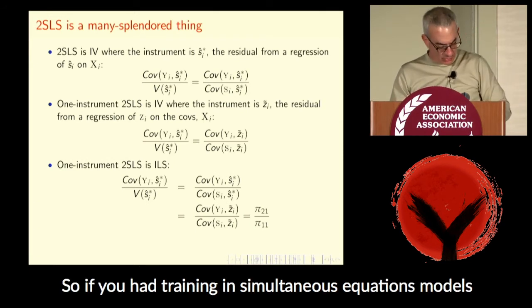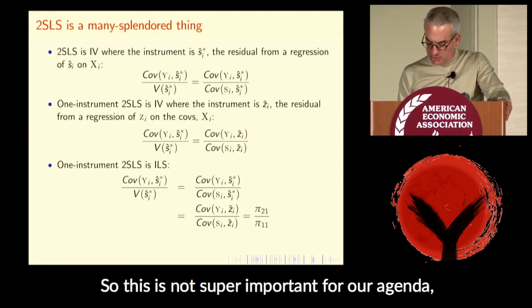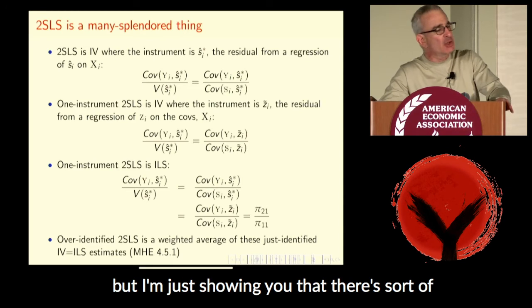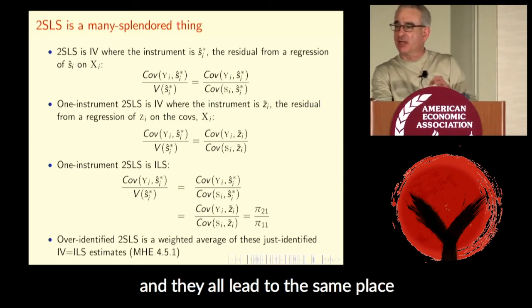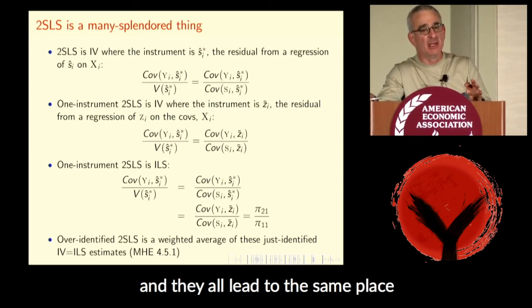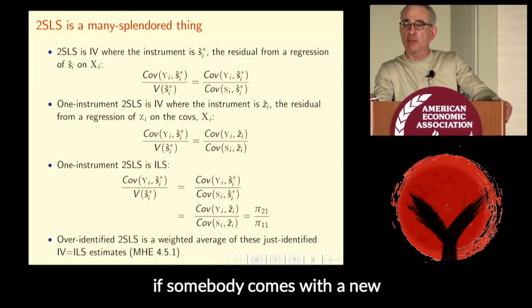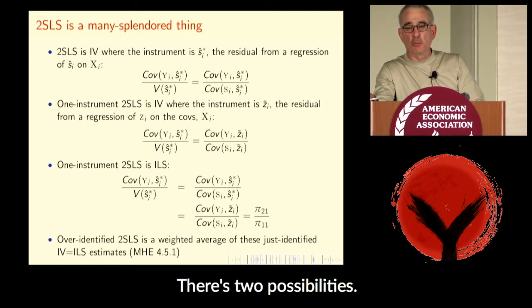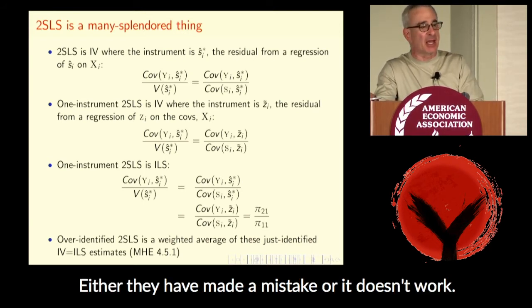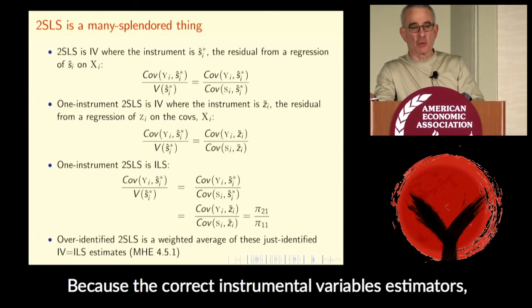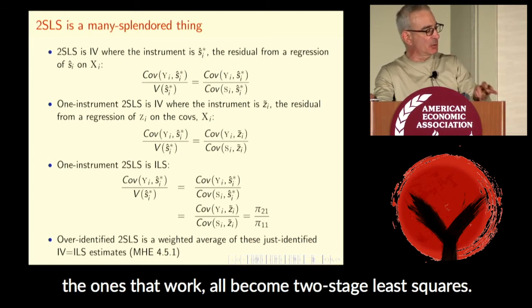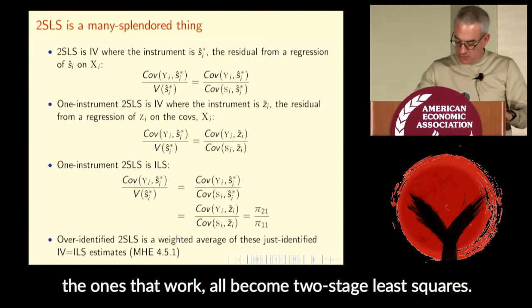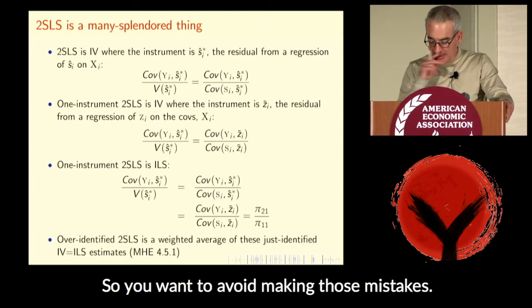So if you had training in simultaneous equations models, you would get this version. So this is not super important for our agenda, but I'm just showing you that there's sort of many ways to think of it, and they all lead to the same place. And therefore, you should be skeptical if somebody comes up with a new instrumental variables estimator. There's two possibilities. Either they have made a mistake or it doesn't work. Because the correct instrumental variables estimators, the ones that work, all become two-stage least squares. So you want to avoid making those mistakes.